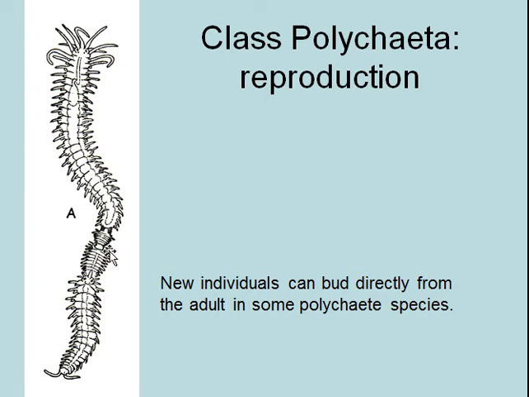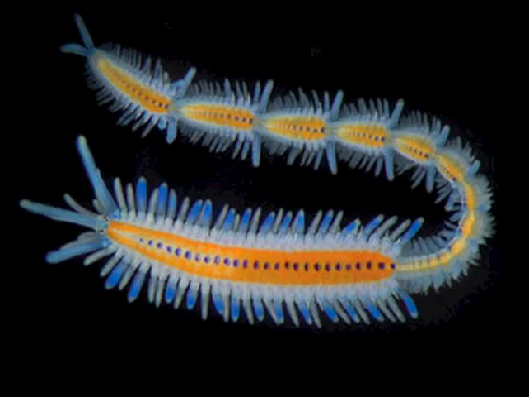They've got new individuals that just grow from the growth zone, and then they just break off. And here's a nice picture of what that looks like. The individuals are just growing out of the rear end of the polychaete worm, and when the conditions are right, they'll just break off and be brand new polychaete worms.